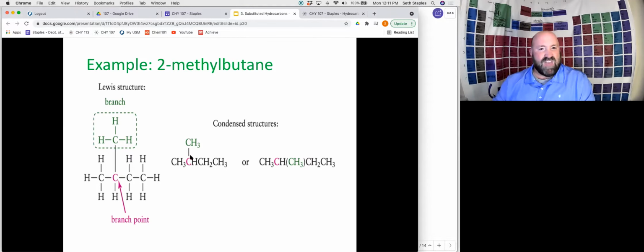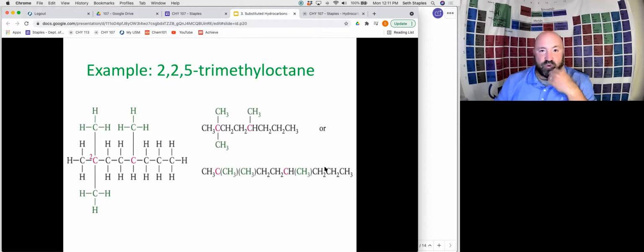Sometimes we also use parentheses. And so we can see here, here's the CH3, there's our first CH3. Here's the C, that's our branch point, that's the CH. And these parentheses here, without any subscript, just these parentheses, this now indicates that that's a branch coming off our main chain, then followed up by the rest of the chain here.